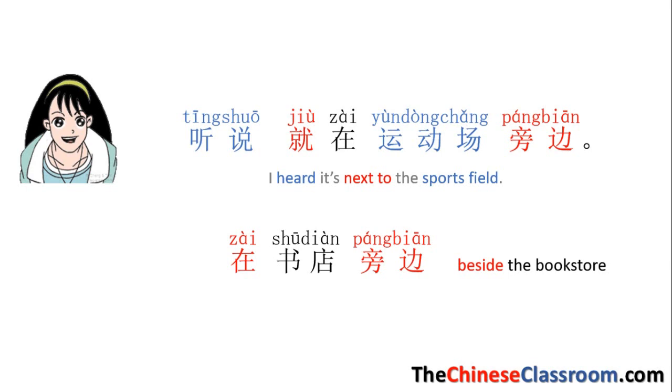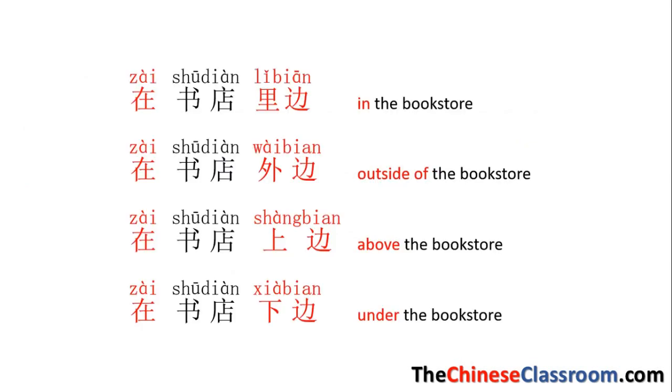Another example, 在书店旁边, beside the bookshop. I give you some examples to show this. 在书店里边, 边 is side, 里 is in, so inside the shop, in the shop. 在书店外边, 外 is outside, so outside of the bookstore. 在书店上边, 上 is up, so above the bookshop. 在书店下边, 下 is down, 边 is side, downside, so under the bookshop.